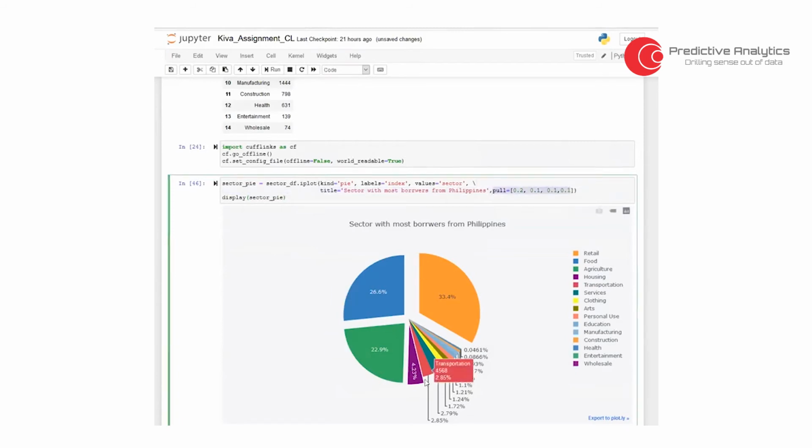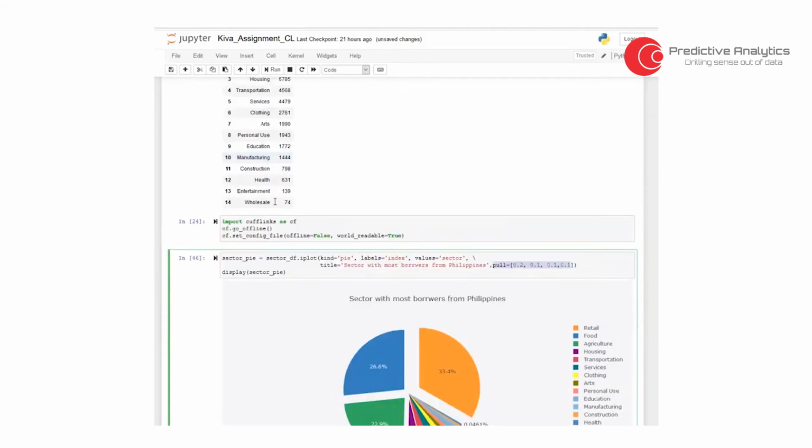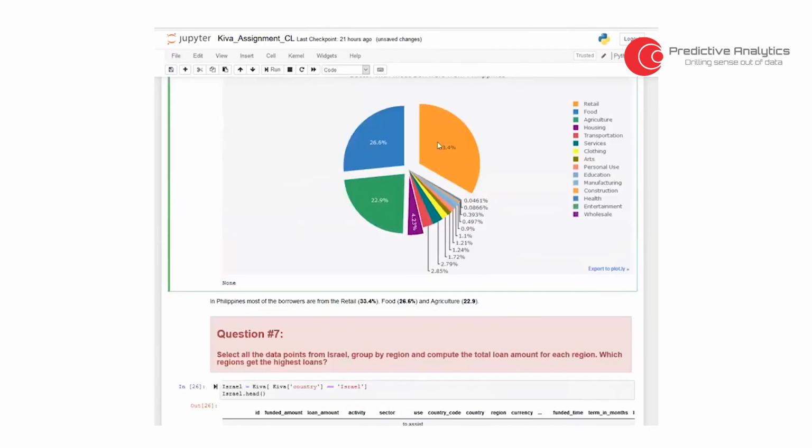So it separates these ones, or maybe you want to pull out a specific item. Let's say wholesale, then you can put 0, 0, 0 here, and then out to the last one, the 14th one, you put like 0.1 or 0.2. Then it will pull out specifically that one. So you just have to use these numbers. All right, so that was it.